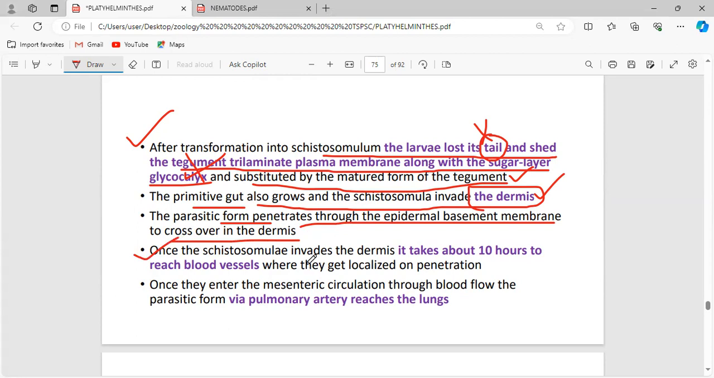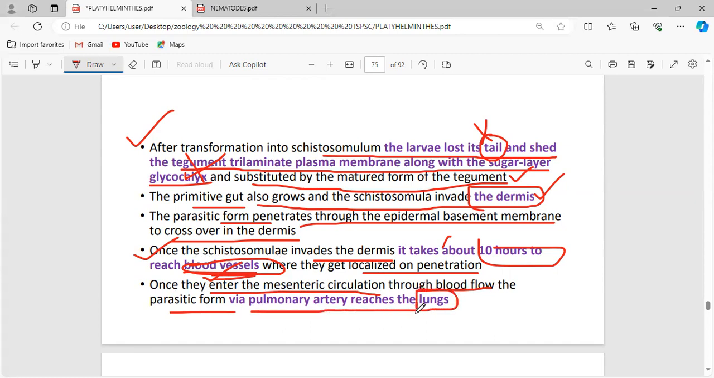Once the schistosomulum invades the dermis, it takes about 10 hours to reach the blood vessels, where they get localized after penetration. This is the main area they have to inhabit, because Schistosoma is a blood fluke. Once they enter the mesenteric circulation through the blood flow, the parasitic form reaches the lungs by the pulmonary artery. From the blood vessels, it is going to reach the lungs.